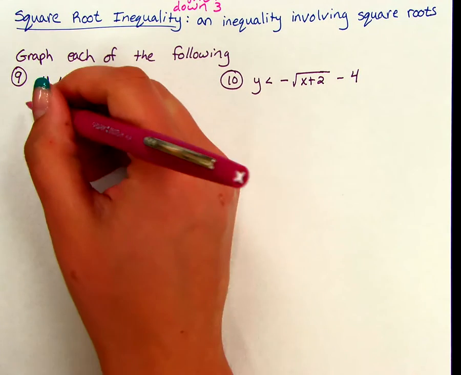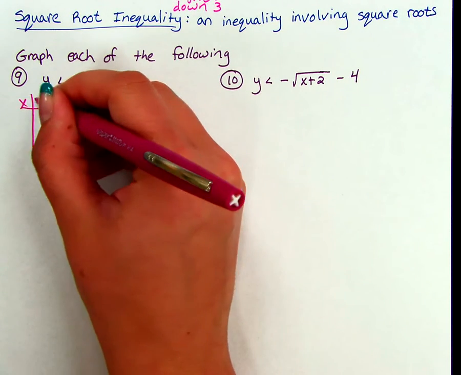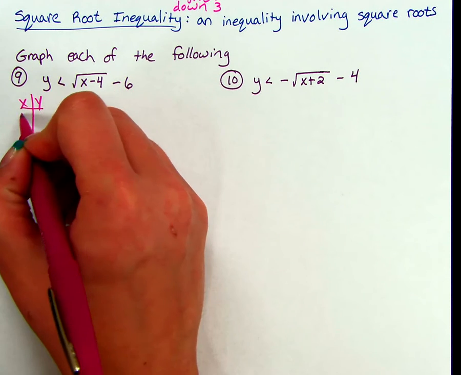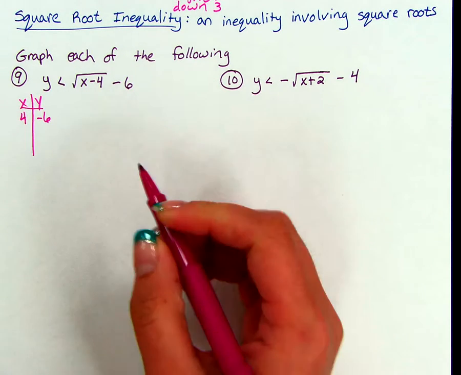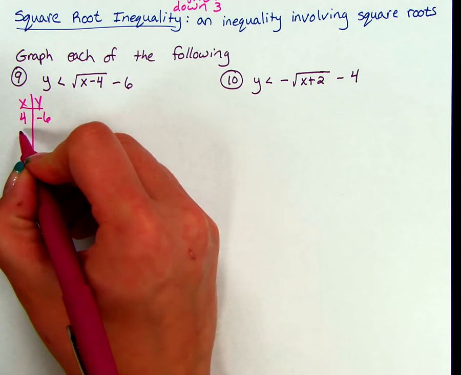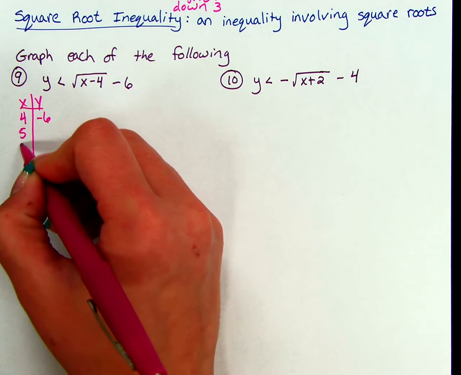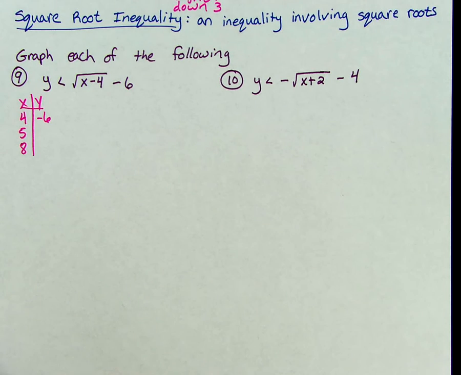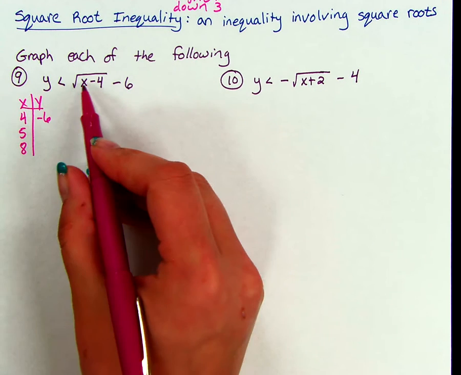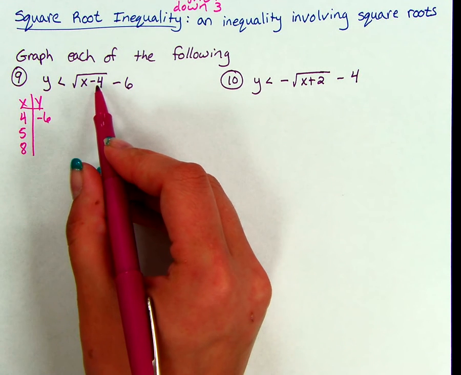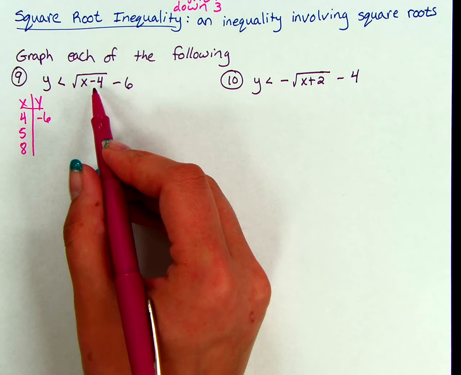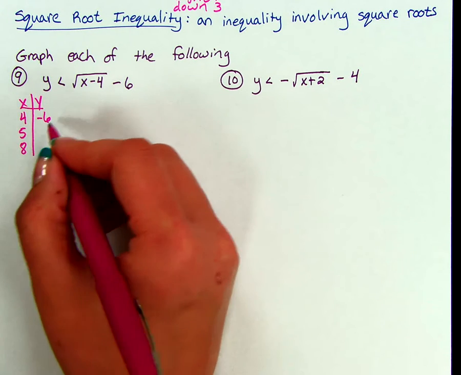So we still want to start by identifying the vertex. So we're going to make our t-chart. So vertex is 4, -6. And then the way I would choose mine, I'm going to add 1, so we're going to pick 5. And if we add 4, that will be 8. And then we're just substituting them in to find the y values. So 5 minus 4 is 1. Square root of 1 is 1. And 1 minus 6 is -5.